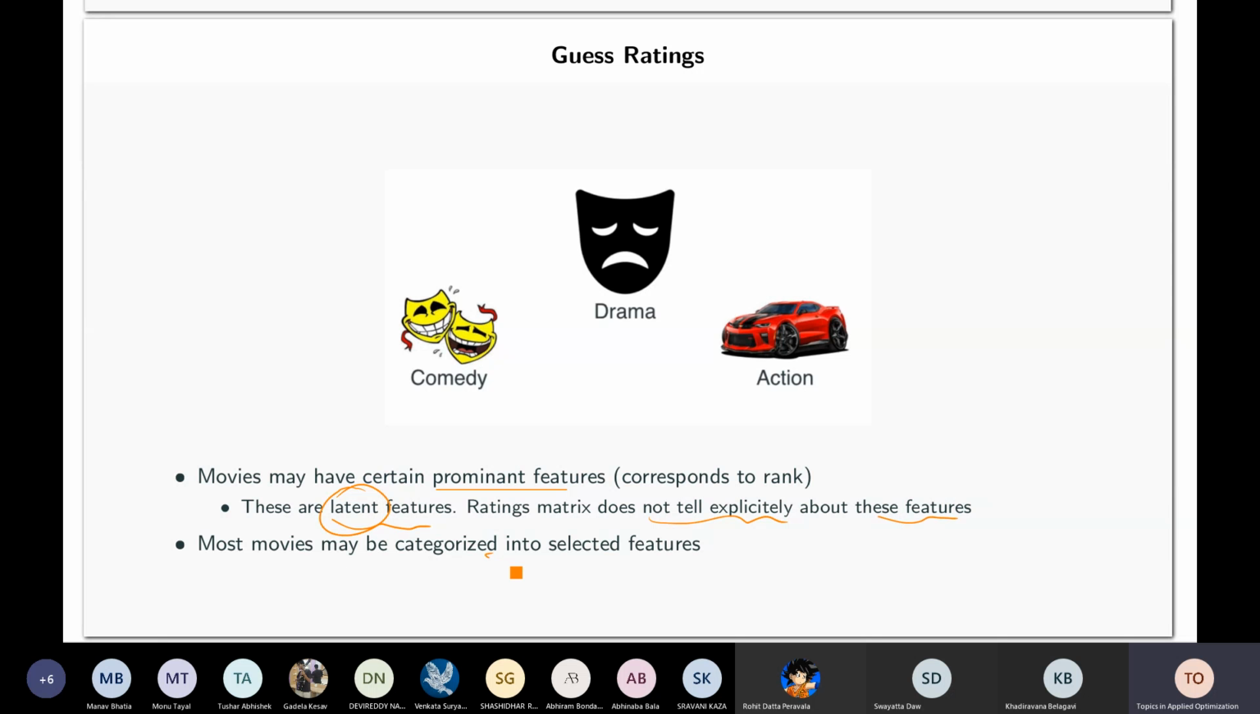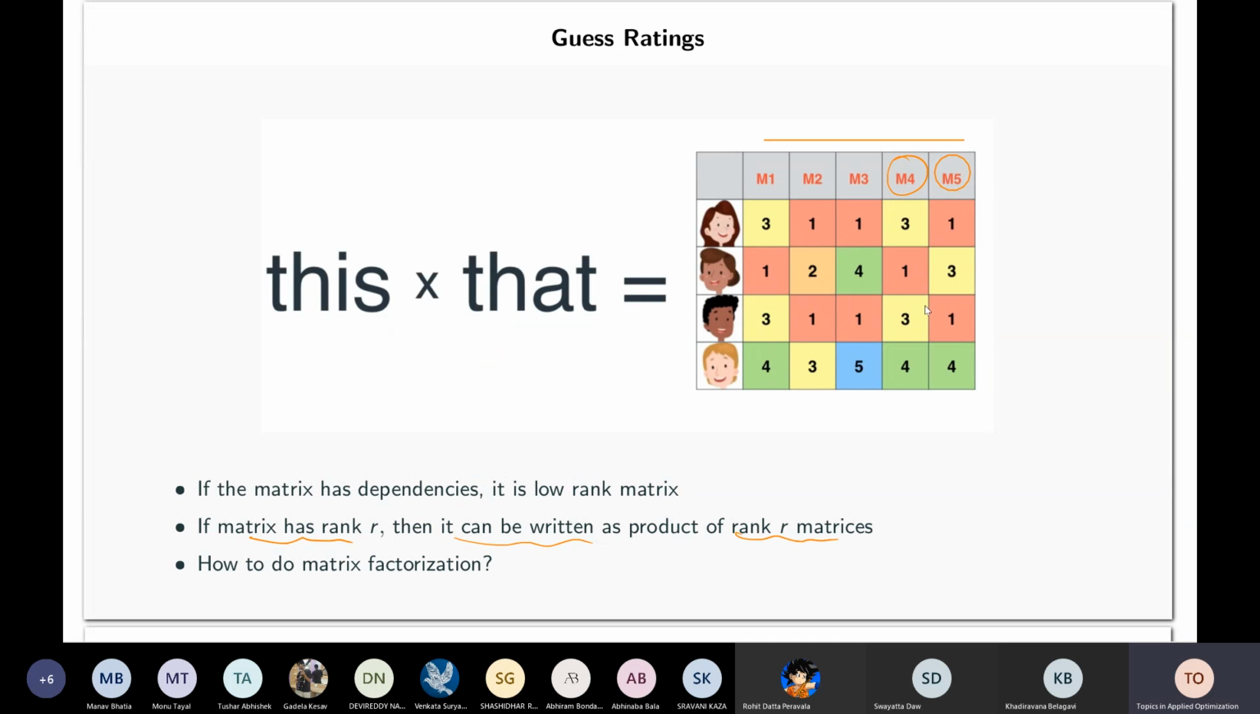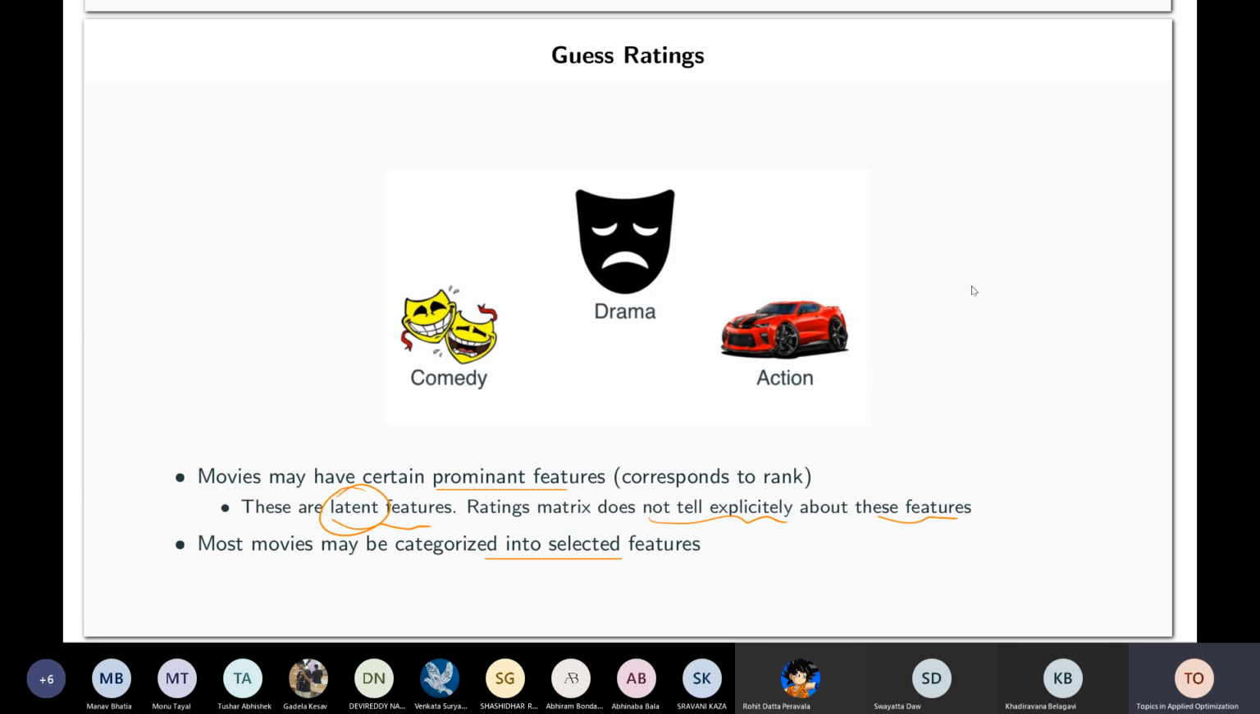Most movies may be characterized into selected features. This is something we know, that we do characterize things like that. So one could be comedy, drama, or action. But this is something we categorize from our view. From a linear algebra point of view, it will be the rank that will determine what those features are. The useful rank will be preserved, and they will correspond to the features. That hidden thing will be done by linear algebra itself.